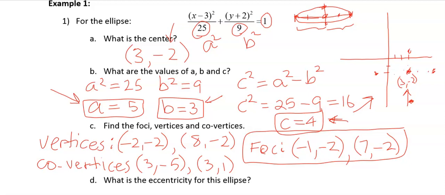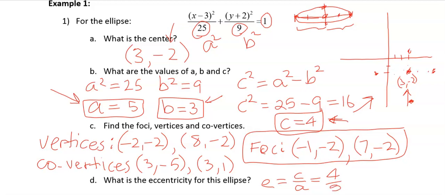Now, part D says, what is the eccentricity of the ellipse? Well, remember the eccentricity is C over A. That's your eccentricity. And I've already worked out my C. It's actually 4. Okay, so I'll write a 4 there. You can leave this as a fraction if you have a fraction. So if they're radicals, you can leave them as radicals, or you could write it as a decimal. And A is 5. All right, so 4/5, 4 over 5.